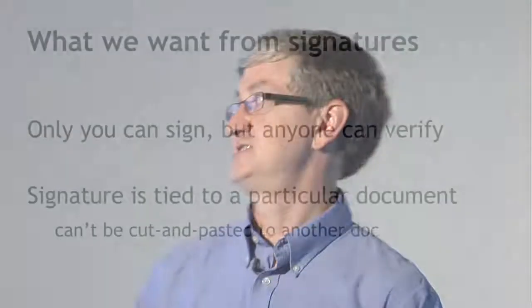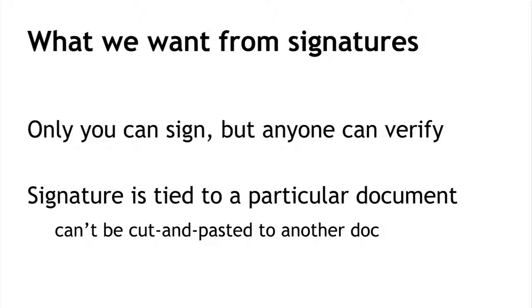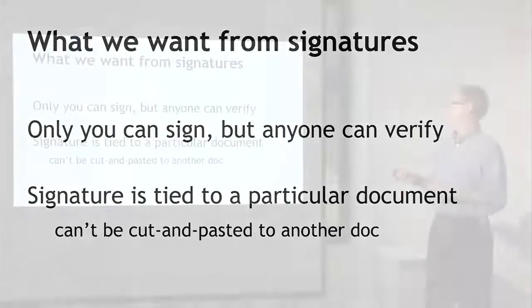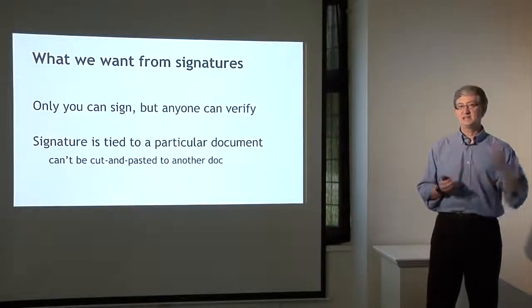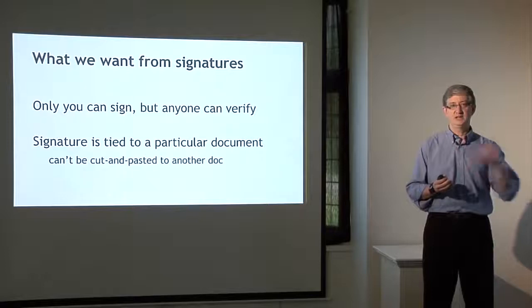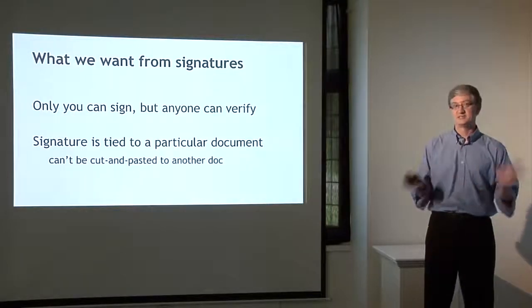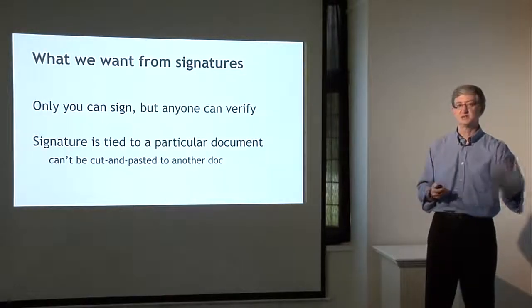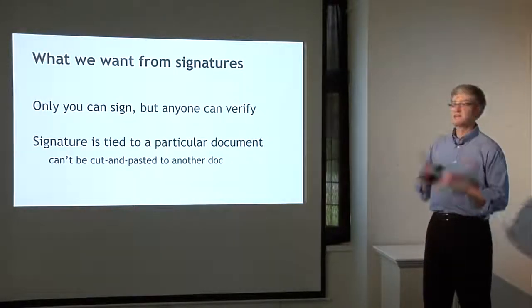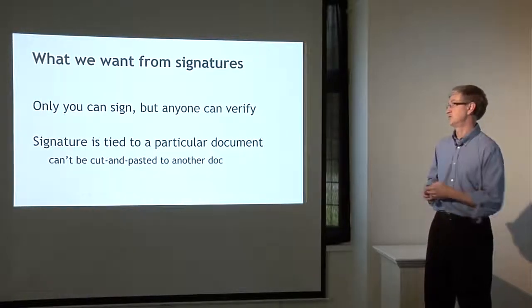What that means is this. What we want from signatures is two things. First, just like an idealized paper signature, only you can make your signature, but anyone who sees your signature can verify that it's valid. The second thing you want is that the signature is tied to a particular document, so that somebody can't take your signature and snip it off one document and glue it onto the bottom of another one. The signature signifies your agreement or endorsement of a particular document. So the question is, how can we build this in a digital form using cryptography?